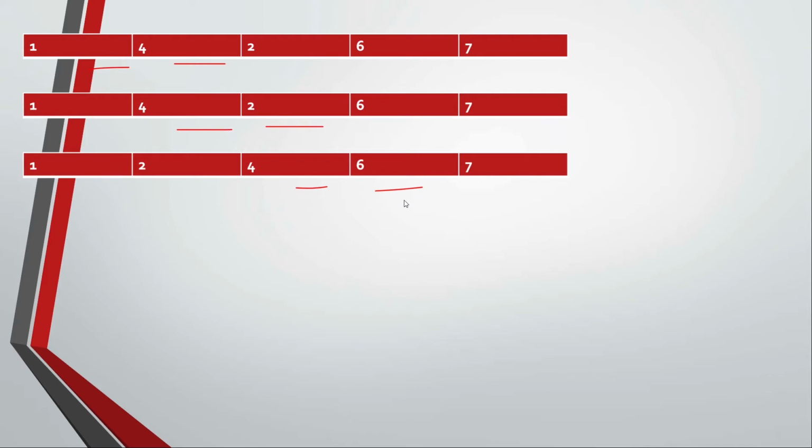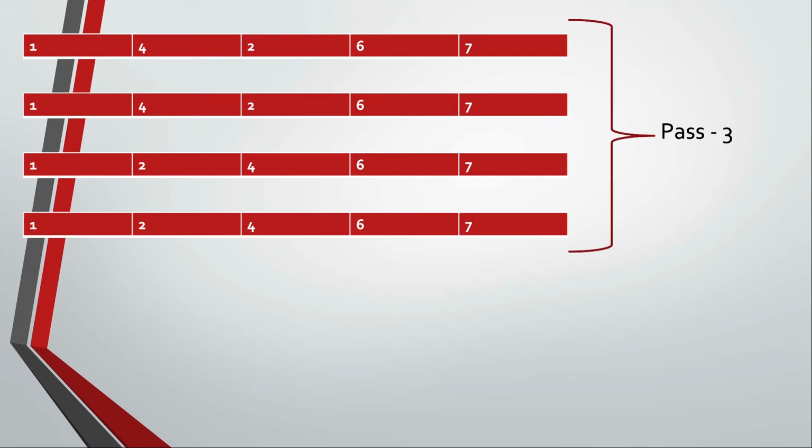Now for the third pass, the array is looking something like this. We'll start comparing from the beginning. 1 is obviously less than 4, so no swapping will take place. 4 is greater than 2, so their positions will be swapped. 4 will be compared with 6, but 4 is less than 6, so no swapping will take place. And 6 is less than 7, so no swapping will take place. This will complete our third pass.